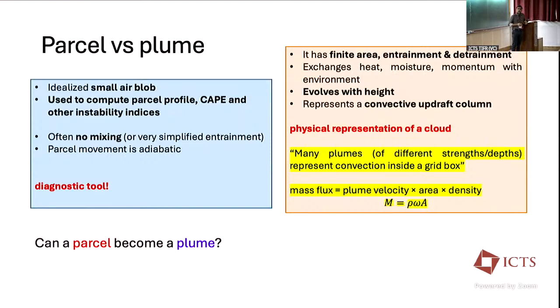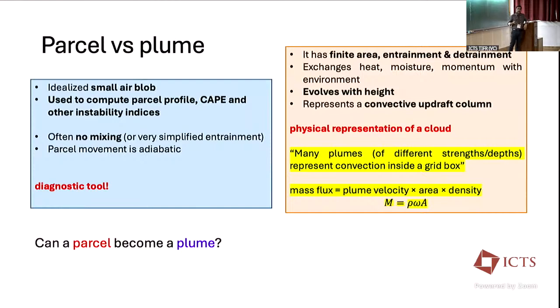So collectively, what we want to say is that the plumes are different plumes, or in a grid box, many plumes will give you the strength of the convection. If I say mass flux, that means the amount of mass in the grid box or the vertical column. The plume that is changing with respect to time step is nothing but the plume velocity, the plume rising vertically, and its area, the area that the plume has, and the density.